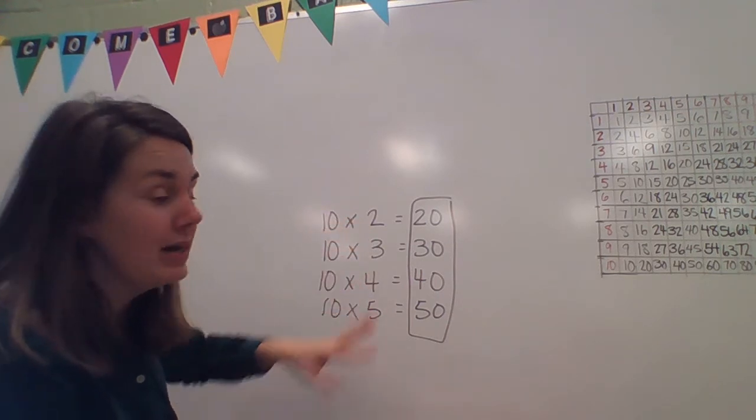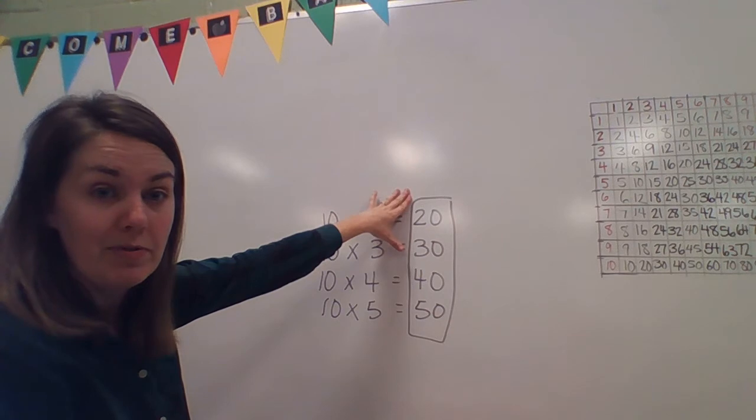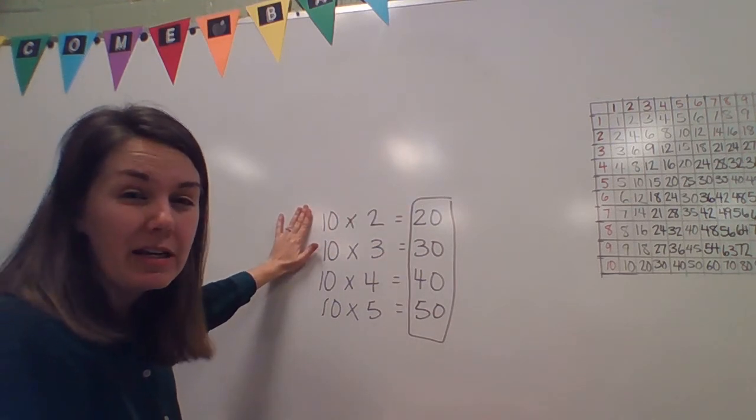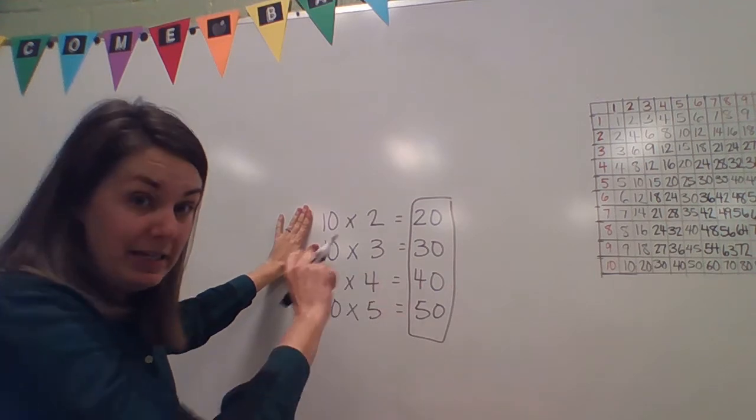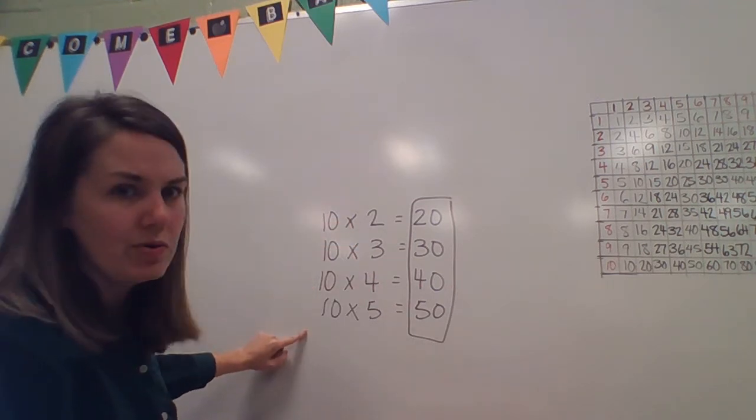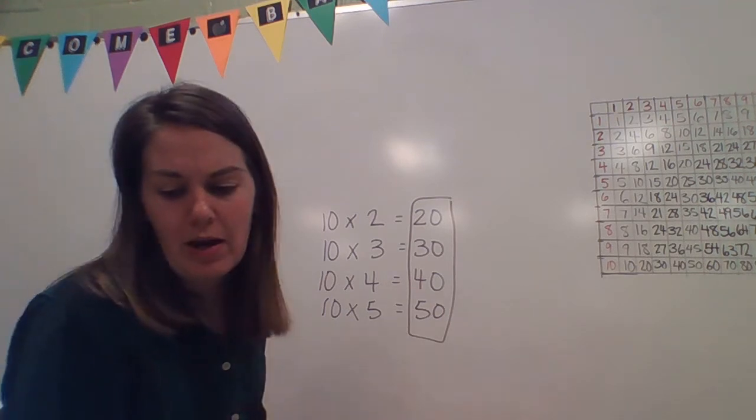We could keep going, right? But these are all multiples of 10 because they all share 10 as one of their factors. Just like in our pumpkin problem. We had 10 pumpkins in each row, but we could have any number of rows of pumpkins. All right.